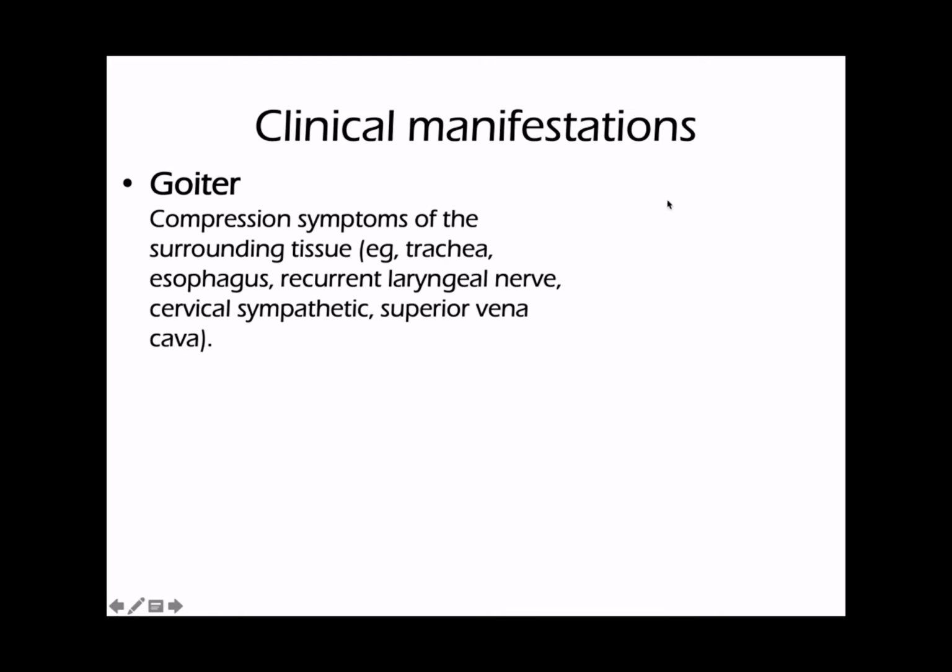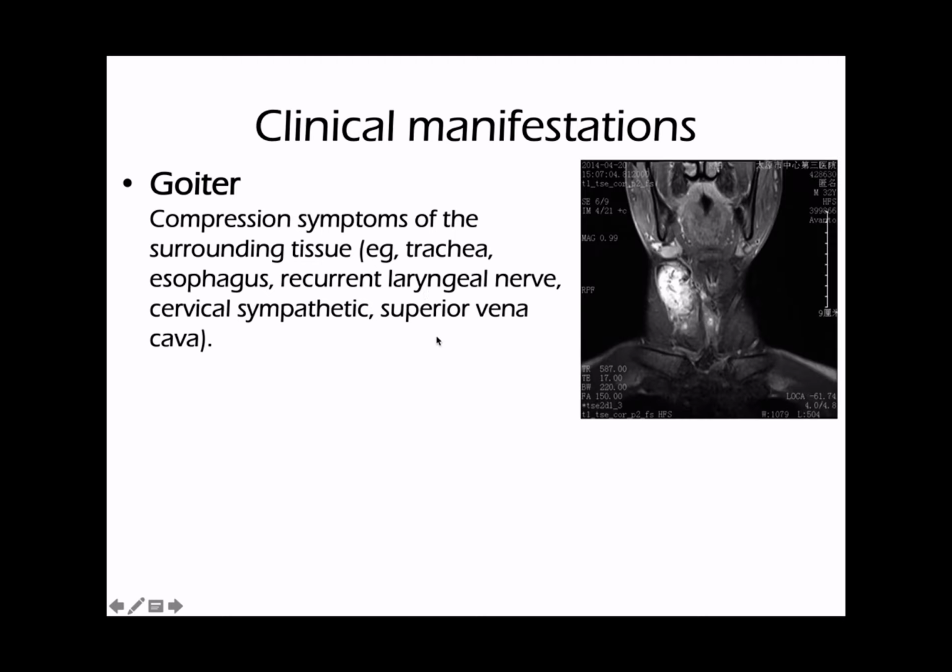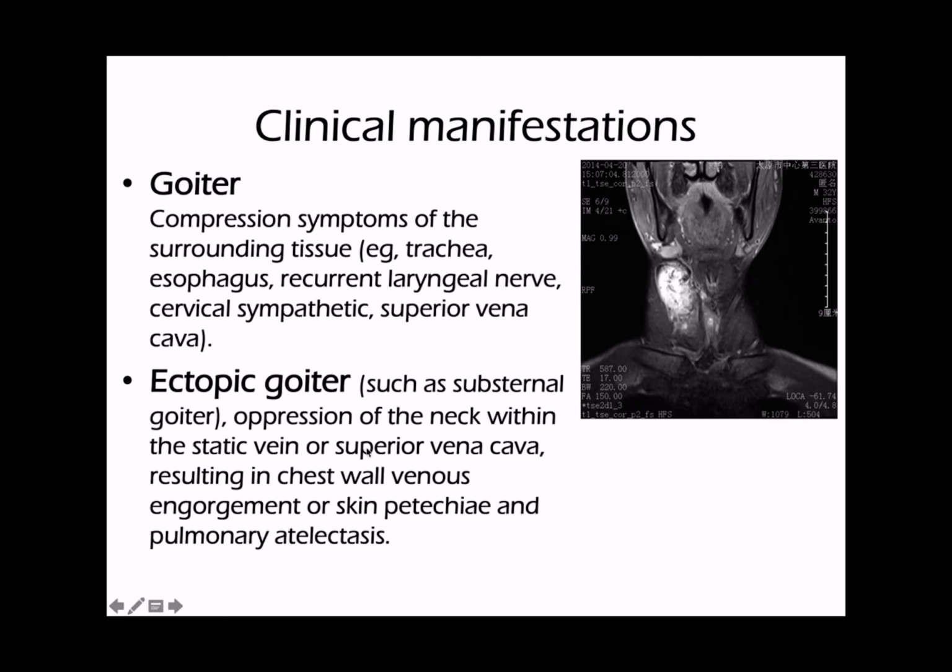So the clinical manifestations are goiter, which we have already mentioned before. Because the thyroid tissue becomes larger than it should be, it will compress the surrounding tissue, including trachea, esophagus, recurrent laryngeal nerve, and other places. It looks like this in the X-ray picture.